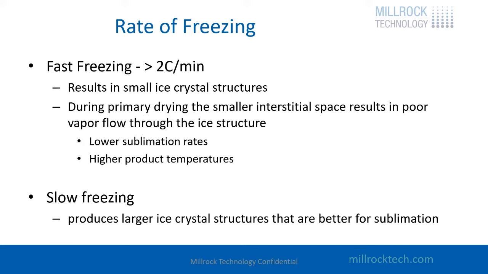Slow freezing, on the other hand, we'll consider to be anything 2 degrees C per minute or less. It produces larger ice crystal structures that are better for sublimation. So it's important to understand and control that freezing process.